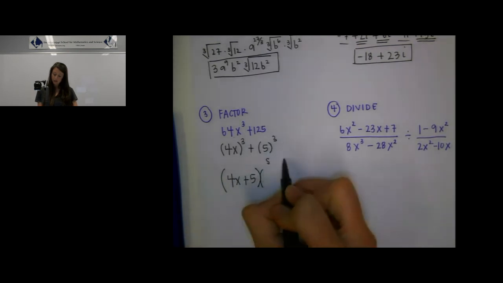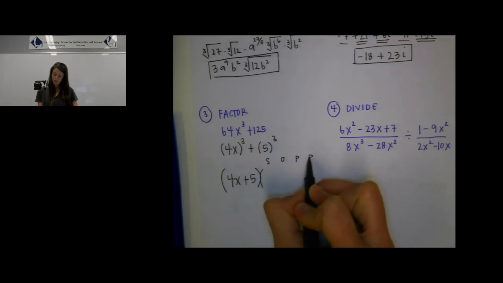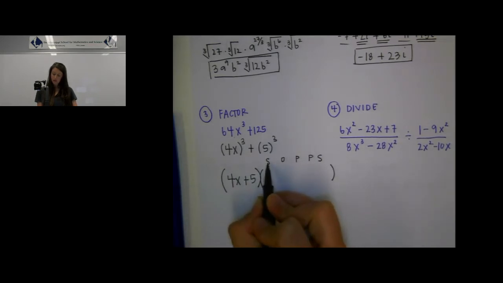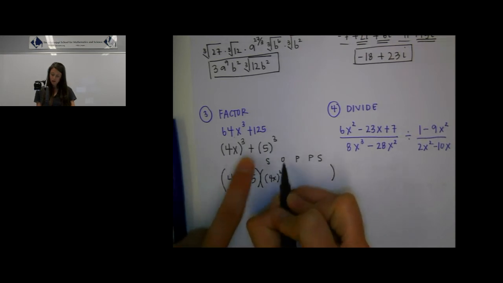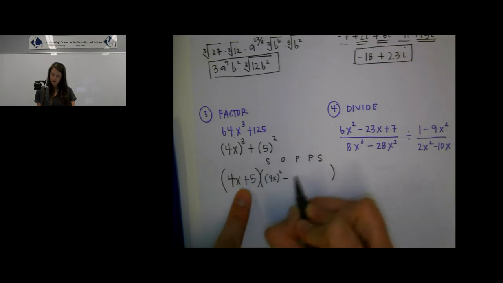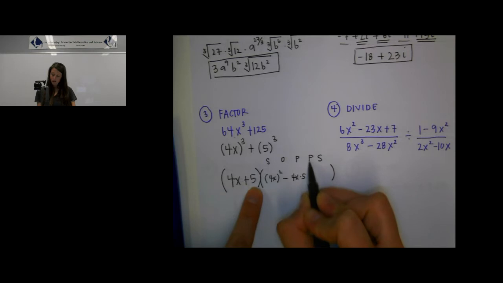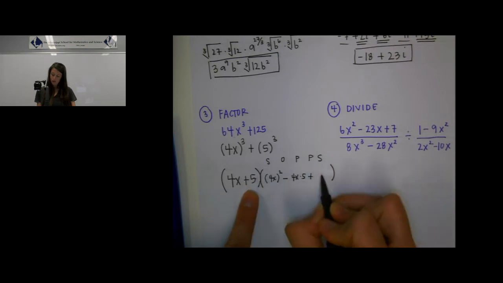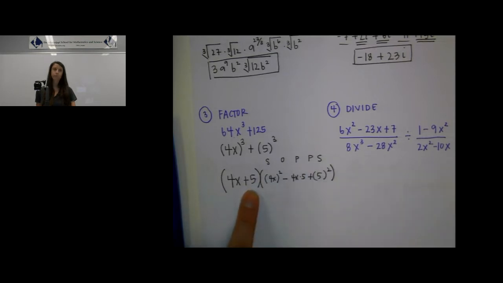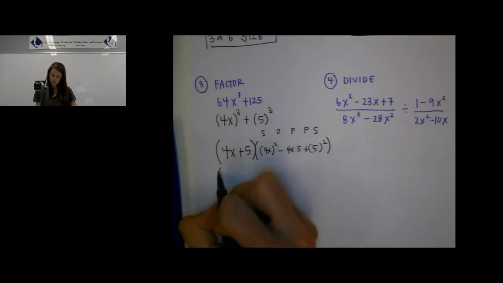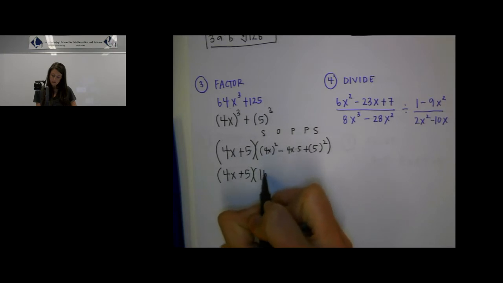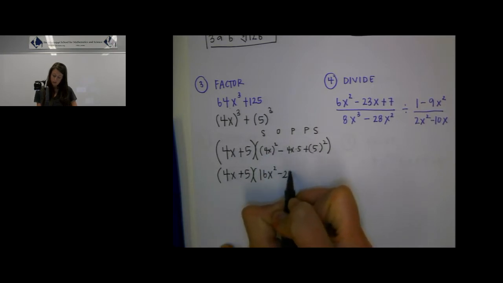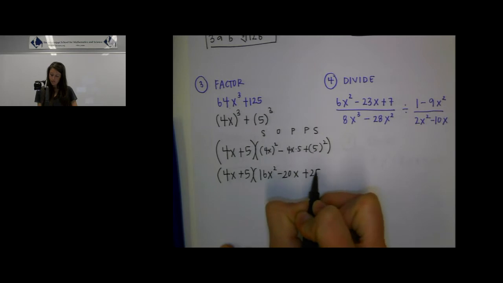Remember, it's SOPs. So the square, it's going to be 4x, all of that squared. The opposite sign, so it's a negative. The product of the two, so 4x times 5. Plus sign always, and then the square of the last. So this will be 4x plus 5 times 16x squared minus 20x plus 25.